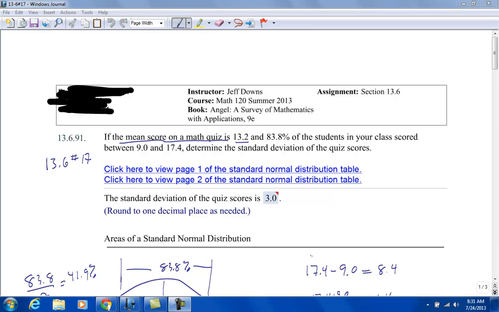So it says if the mean score on a math quiz is 13.2 and 83.8% of the students in your class scored between 9 and 17.4, determine the standard deviation. So here's the way I work this one out.